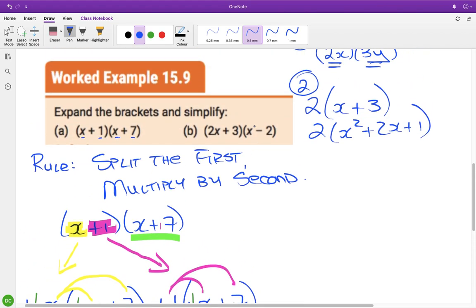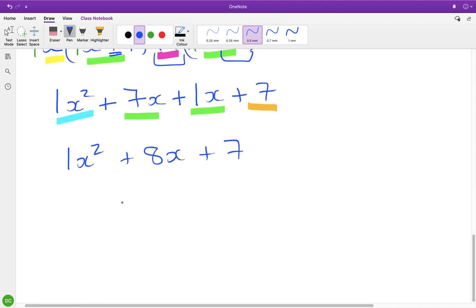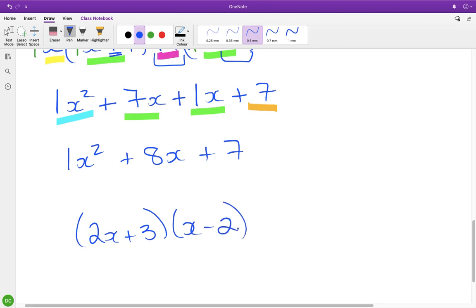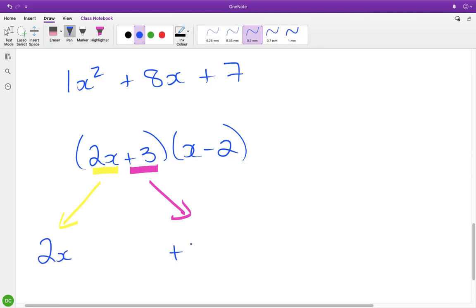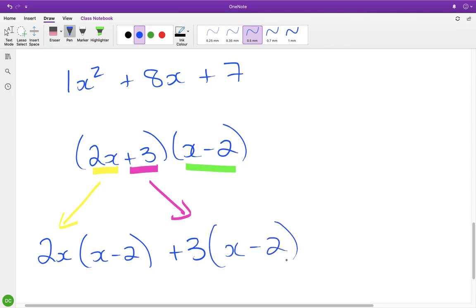So we'll try the second one just so that we can practice. So 2x plus 3, x minus 2. So 2x plus 3 and x minus 2. Okay, so we're going to follow the rule where we split the first. I'm going to take this and I'm going to write it down here. And I'm going to take this and I'm going to write it down here. So I split up that first bracket. I put the 2x here and I put the plus 3 here. And then I'm going to take that second bracket and I'm going to write it twice. Once after the 2x and another time after the x minus 2.